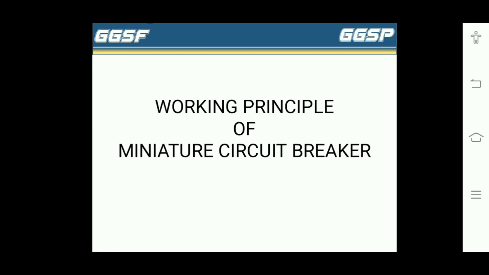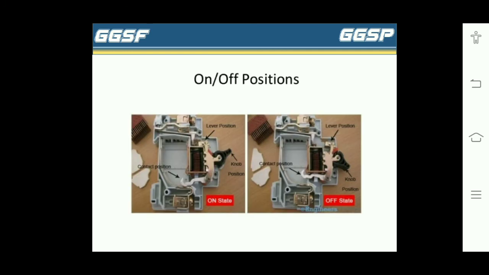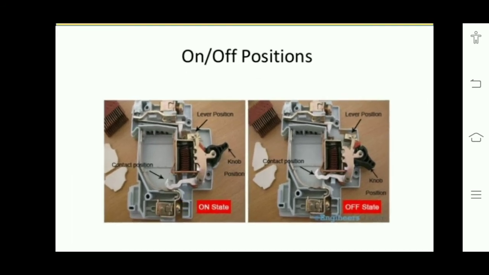Working principle of miniature circuit breaker. On-off position. The first diagram is the on position and the second one is the off position. In the first, the contacts are closed, and in the second, the contacts are open.